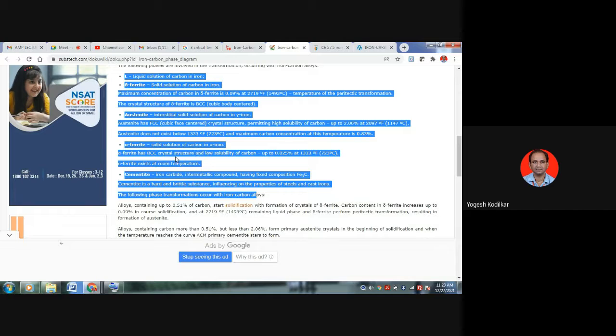Then the alpha ferrite phase, a solid solution of carbon in alpha iron. Alpha ferrite is BCC structure with low solubility of carbon, up to 0.025% at 723 degrees Celsius. There is also the cementite phase, alpha iron carbide, an intermetallic compound having a fixed composition of Fe3C. Cementite is hard and brittle, influencing the properties of steel and cast iron. The following phase transformations occur in the carbon alloys.